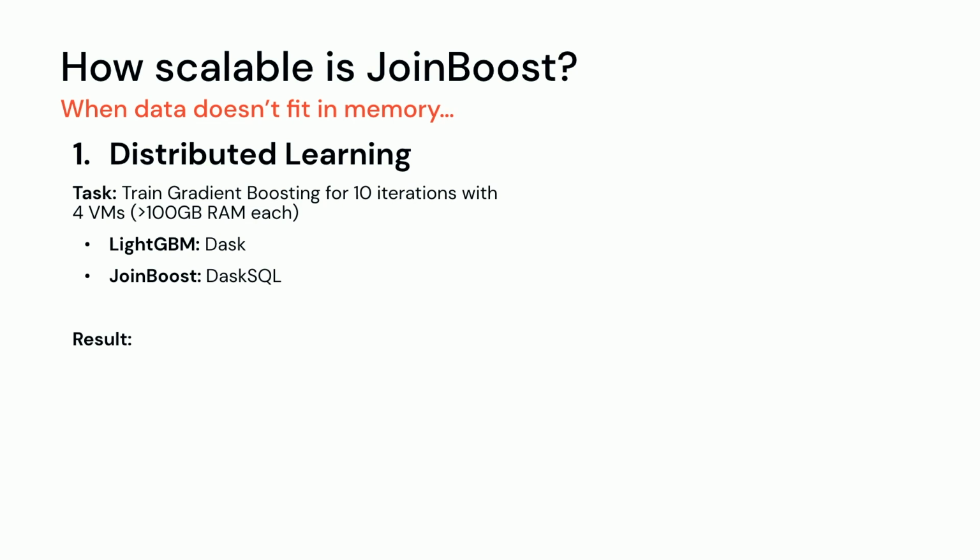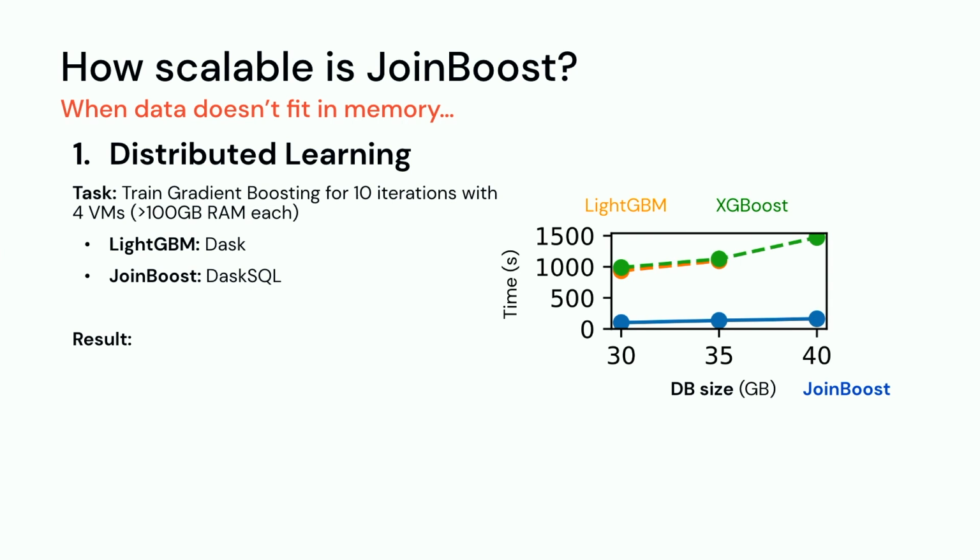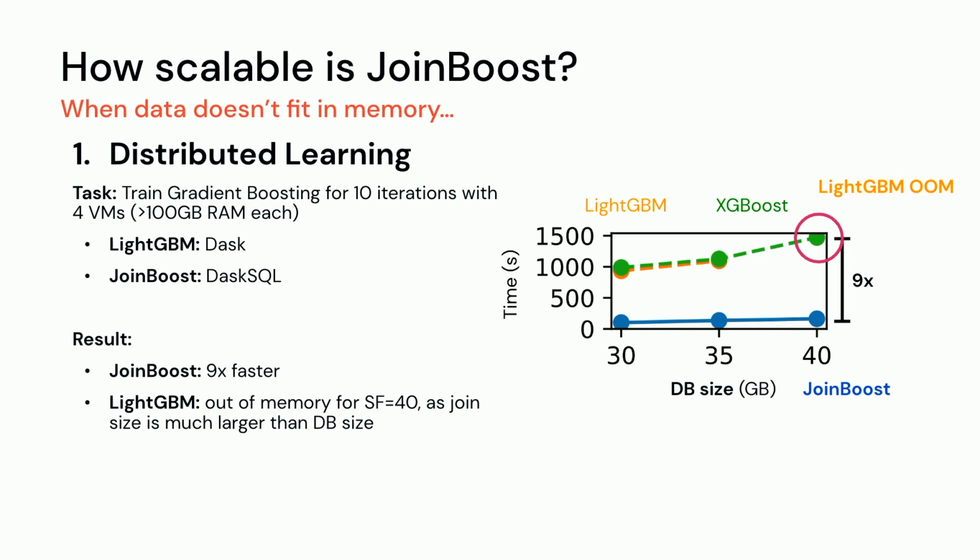And how scalable is JoinBoost? Specialized libraries like LightGBM and XGBoost can use Dask for distributed training, so we compare them with JoinBoost on Dask SQL. The result is shown to the right. The y-axis is the training time, and the x-axis is the size of the database. We notice that as we increase the database size, the performance of JoinBoost is almost unaffected due to its scalability. When the database size is 40 gigabytes, LightGBM actually runs out of memory, even when running on 4 virtual machines with over 100 gigabytes each. On the other hand, JoinBoost is 9 times faster than these specialized machine learning libraries.